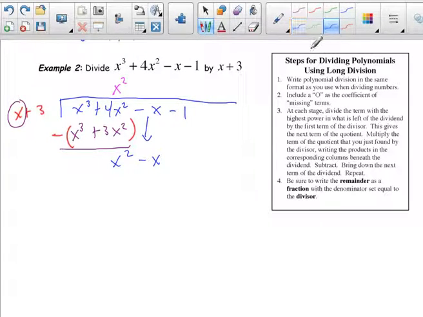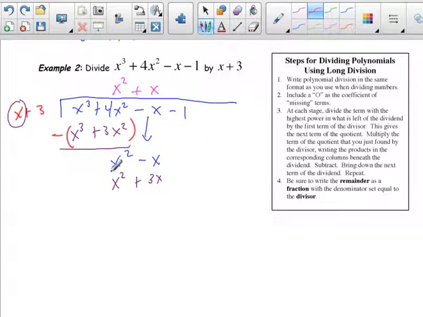And then we're going to ask ourselves again, how many times does x go into x squared? And we're going to answer that. The answer is x, because x times x is x squared. So I'm going to write plus x as we define our quotient here. And now we're going to multiply. So x times x is x squared. x times positive 3 is plus 3x.